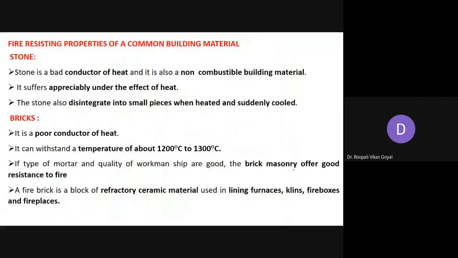Now as we are talking about fire resistant construction, whatever common building materials we are using, we should know how they are responsible for fire resisting properties. Which material will be considered good if we want to construct a fire resistant building? First we are considering stone. Stone is basically a bad conductor of heat, and it is also a non-combustible building material, but it will suffer appreciably under the effect of heat.